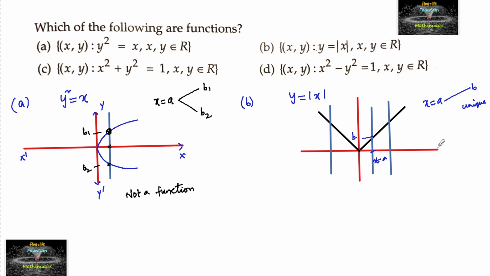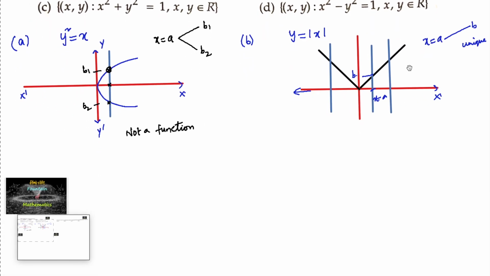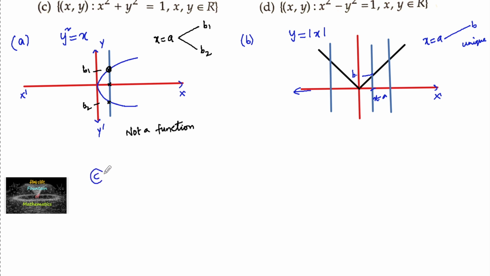And for every value of x the function is defined. So the domain is here, x belongs to R and y belongs to R. For every value of x the function is defined, and also you are getting a unique image. So we can say that this option B is a function. And let's also check for the option C and option D. So anyhow we got the answer B, but let's check with the option C and D.